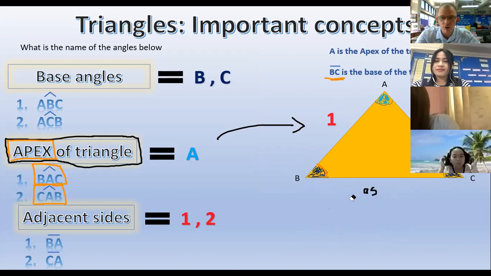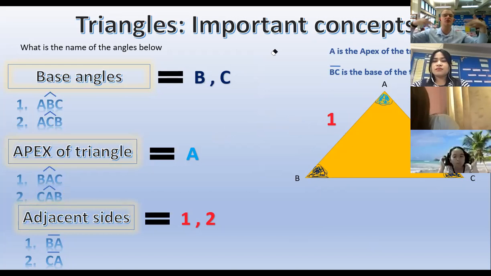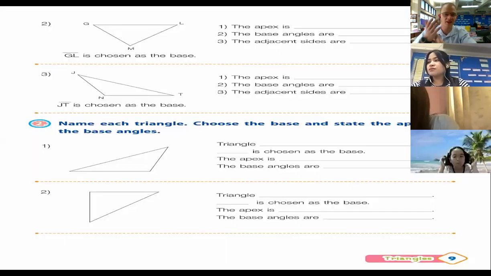So yes, the two adjacent sides will be BA and CA, the lines that connect at the top of the apex. Let's do some examples because I'm also tired of speaking and I want you guys to speak a little bit more. I haven't heard your voices in 2 years' time, so it's time for me to hear your voices.